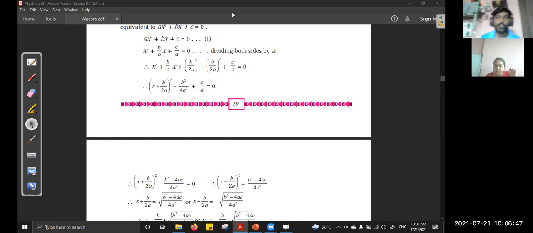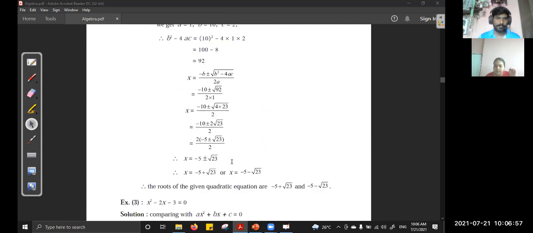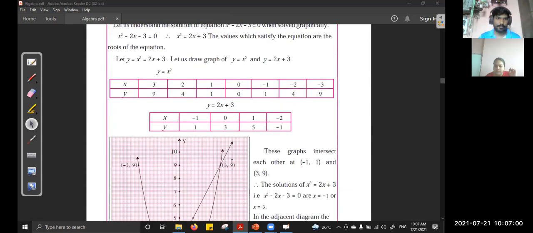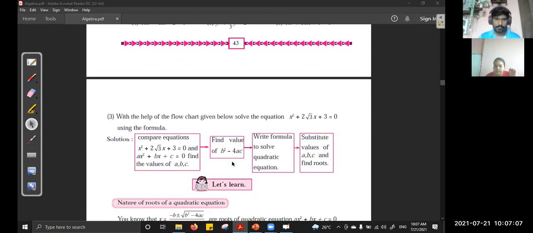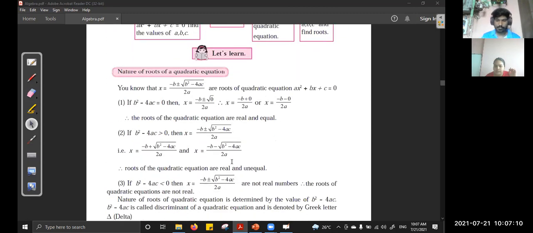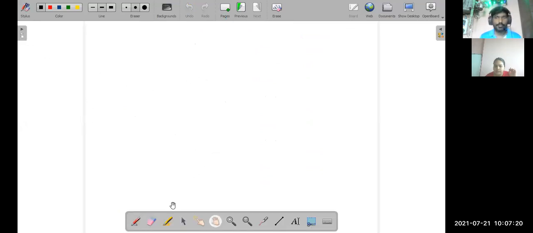Yeah, so the last method in quadratic equation is the formula method. So we'll start with the formula method. Will this need a graph? No, no, it won't. You don't need a graph. Okay. So the formula is, one minute, I'll show you.